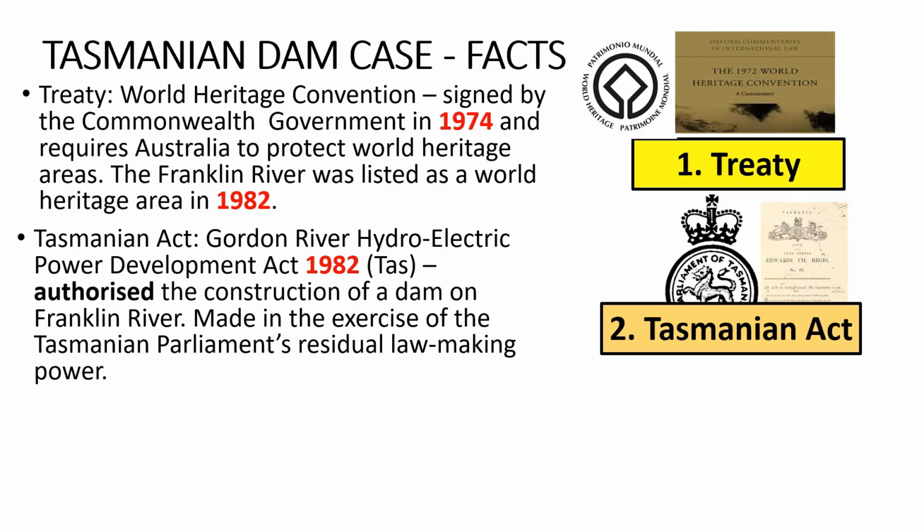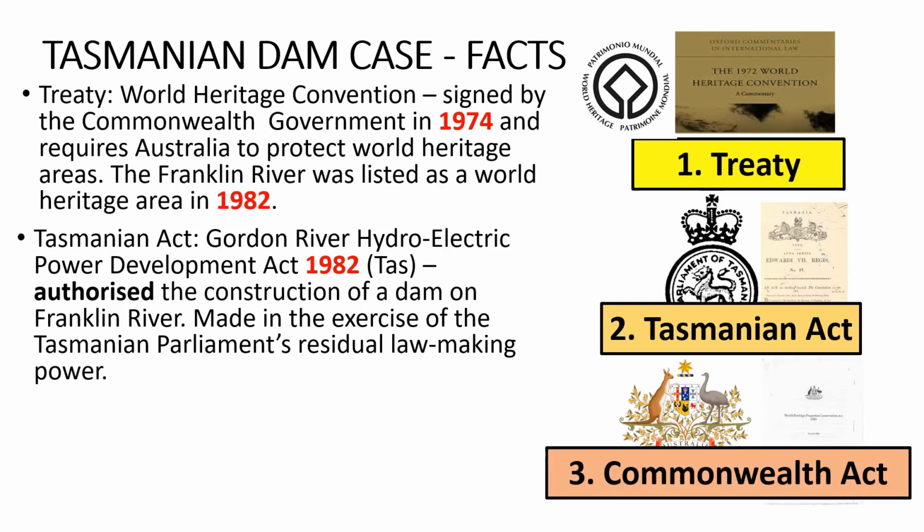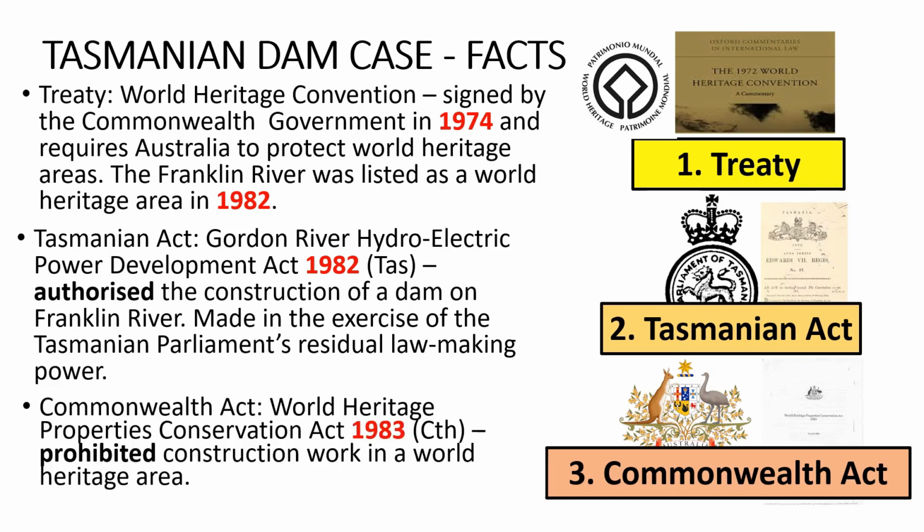Nevertheless, in 1983, the Commonwealth Parliament passed the World Heritage Properties Conservation Act. This act prohibited construction work in a World Heritage Area. In other words, it prohibited the construction of a dam on the Franklin River. You can see then that the Gordon River Hydroelectric Power Development Act and the World Heritage Properties Conservation Act are inconsistent with each other. The Tasmanian Act authorised the construction of a dam on the Franklin River, but the Commonwealth Act prohibited the construction of a dam on the Franklin River.